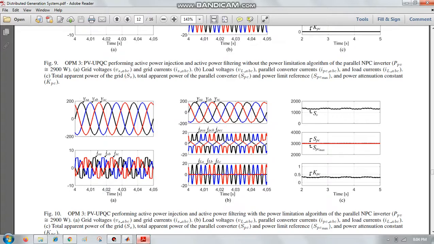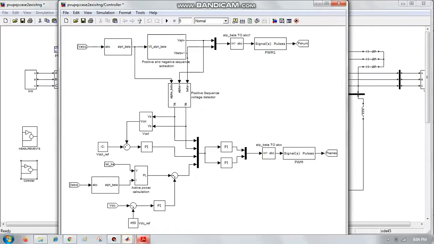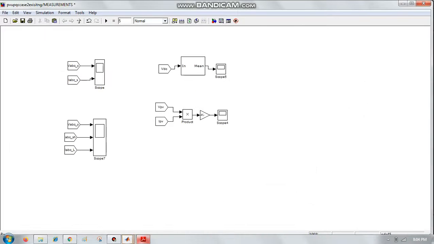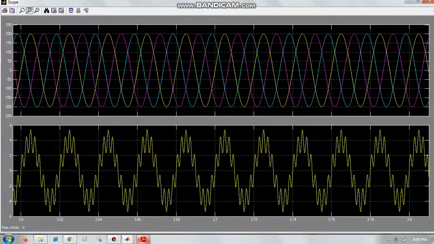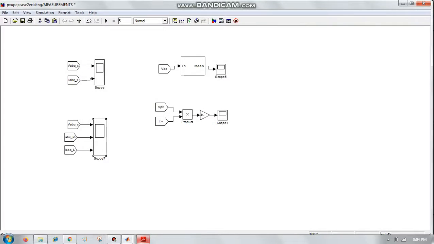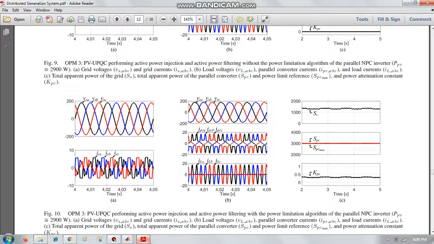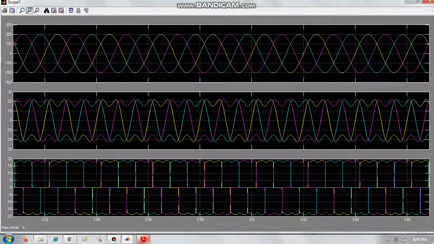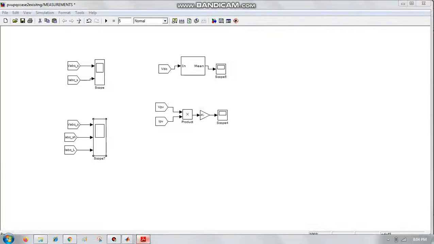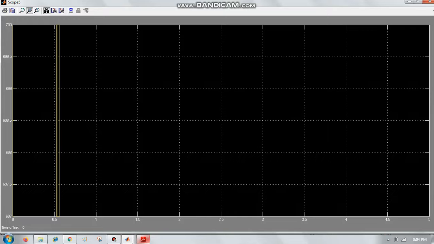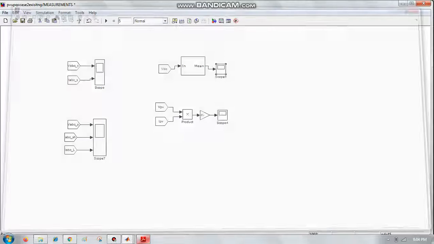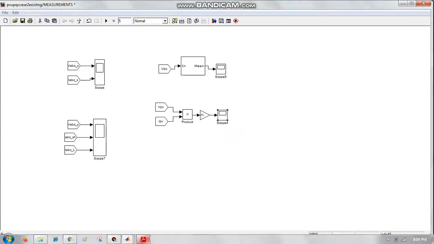First one, grid voltage and grid currents. This is the grid voltage and grid currents. And second one, load voltage, load currents and parallel inverter currents. And this is the DC voltage with the power limitation algorithm, and this is the power of PV.